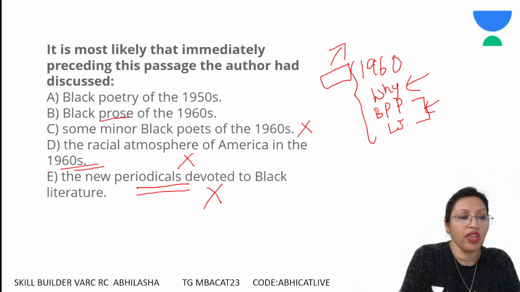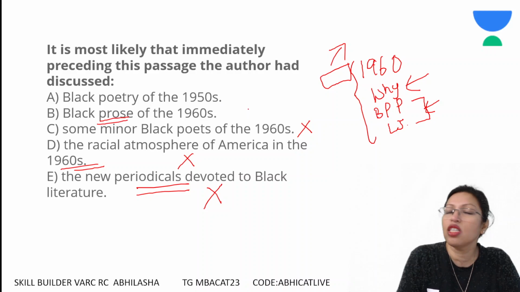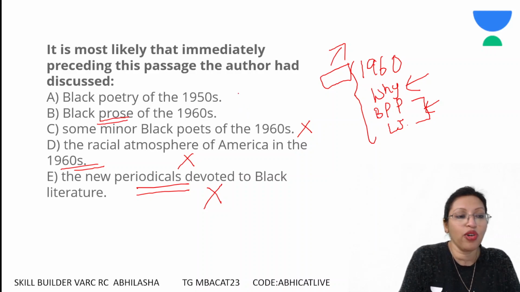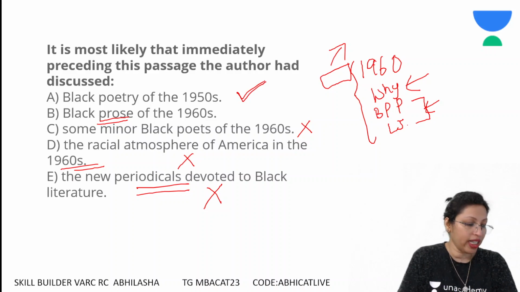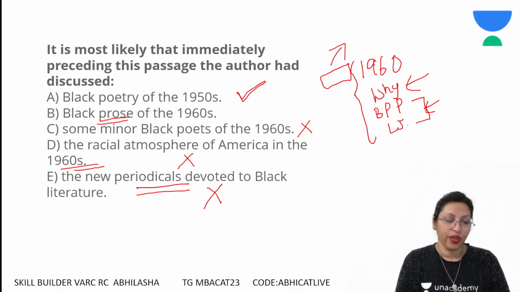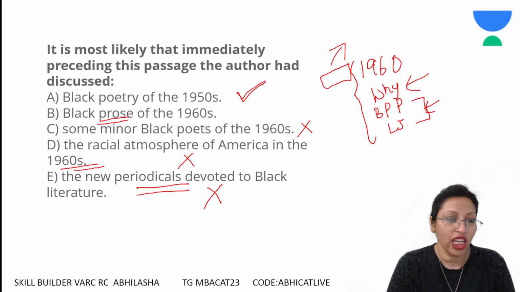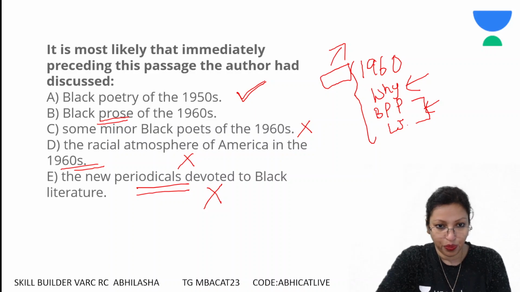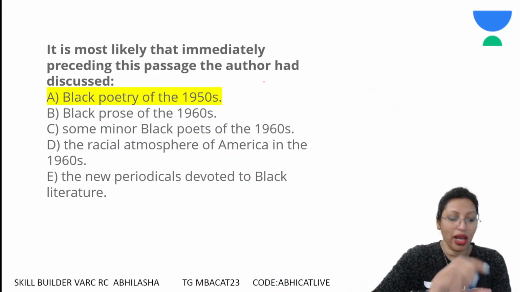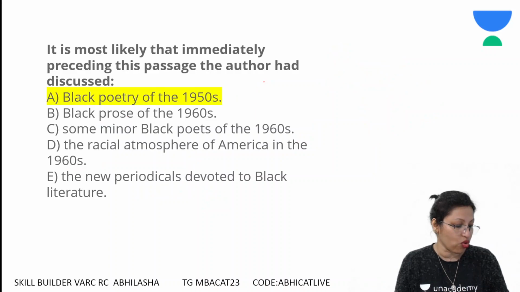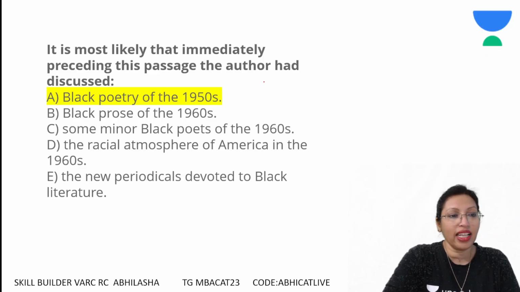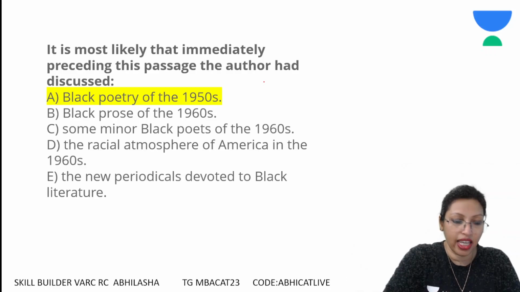Black prose, we can eliminate straight away because this passage is not about prose. So therefore clearly the passage should be about black poetry, and therefore the correct answer will be A. Okay. I hope you got this, everyone, and that you've been able to understand how we have been able to spot that A should be the correct answer. Very clearly the passage had given you a clue also. So that. Alright, so it is likely, yes, the correct answer is A.